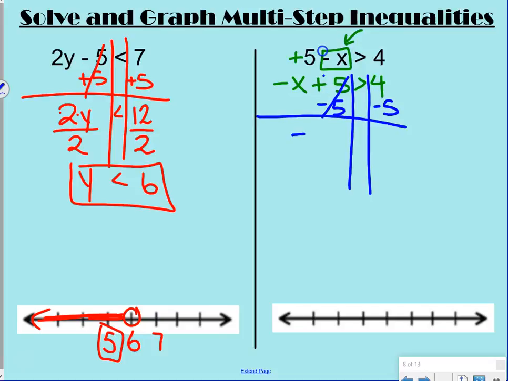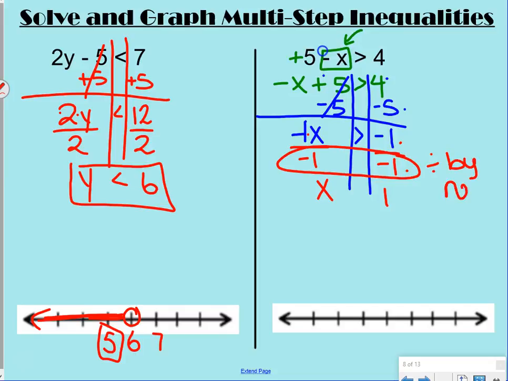We bring down the negative x, which is really negative 1x, is greater than 4 minus 5 is negative 1. This is negative 1 times x. We undo that with dividing both sides by negative 1. X, negative 1 divided by negative 1 is positive 1. We divided by a negative, which means we have to flip our inequality from greater than to less than. X is less than 1.